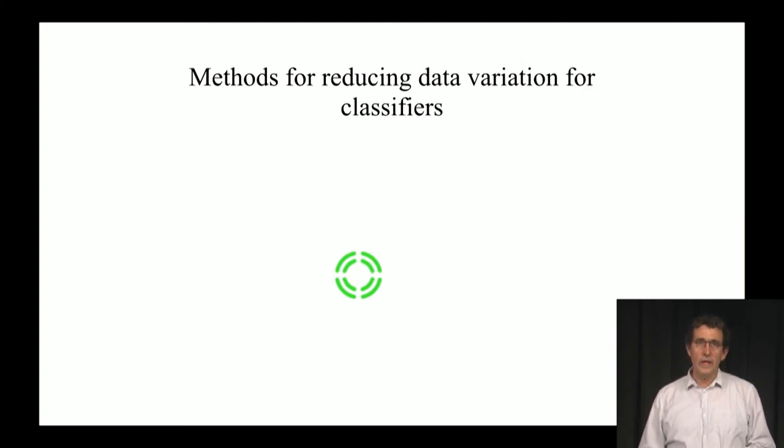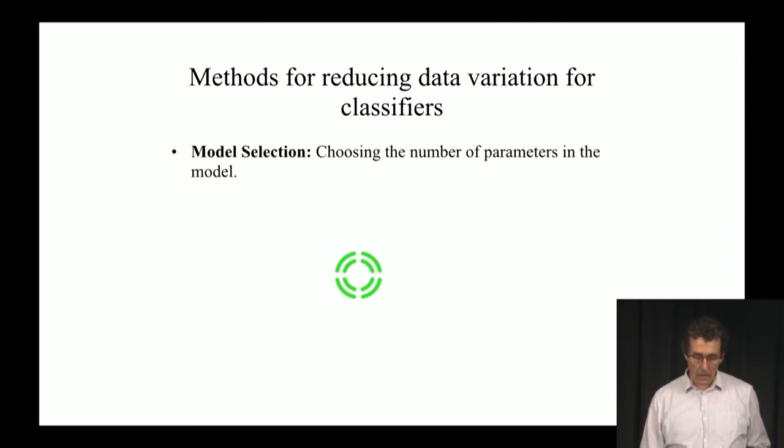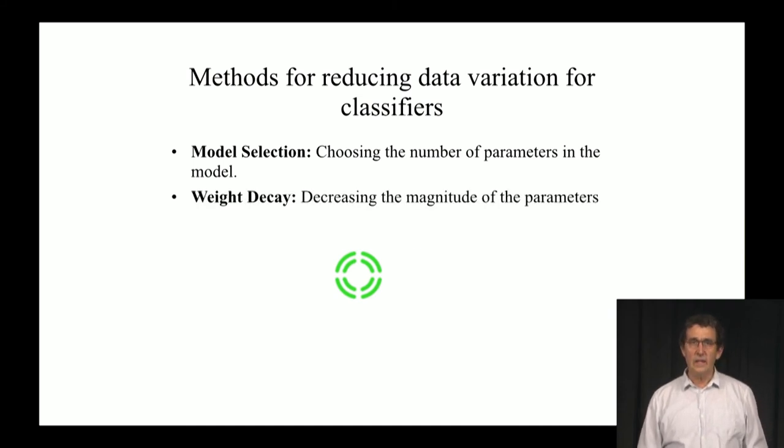So here are a few ways for reducing the data variation for classifiers. One of them is model selection. You decide how many parameters you want in the model. That's, for instance, how many levels I want in the decision tree. Weight decay is a method used a lot when you use gradient descent to push the weights so that they're small. By pushing them to be small, you are decreasing the representation power of the classifier.